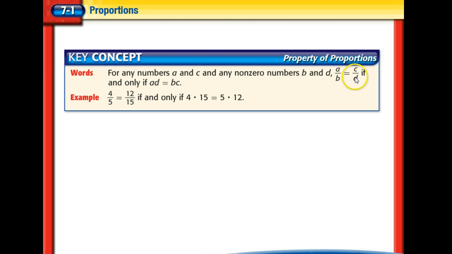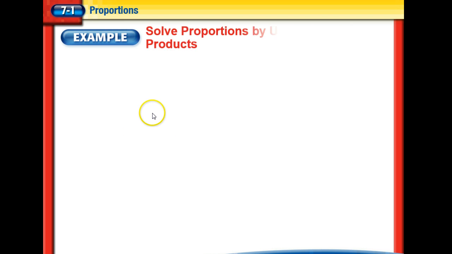So remember, this is the cross multiply: AD, BC. So here's an example. 4/5 equals 12/15 if and only if 4 times 15 equals 5 times 12. Okay, so they're saying this only works if, when you cross multiply, the numbers match. Well, in this case, 4 times 15 is 60, and 5 times 12 is 60. So these would be proportions.